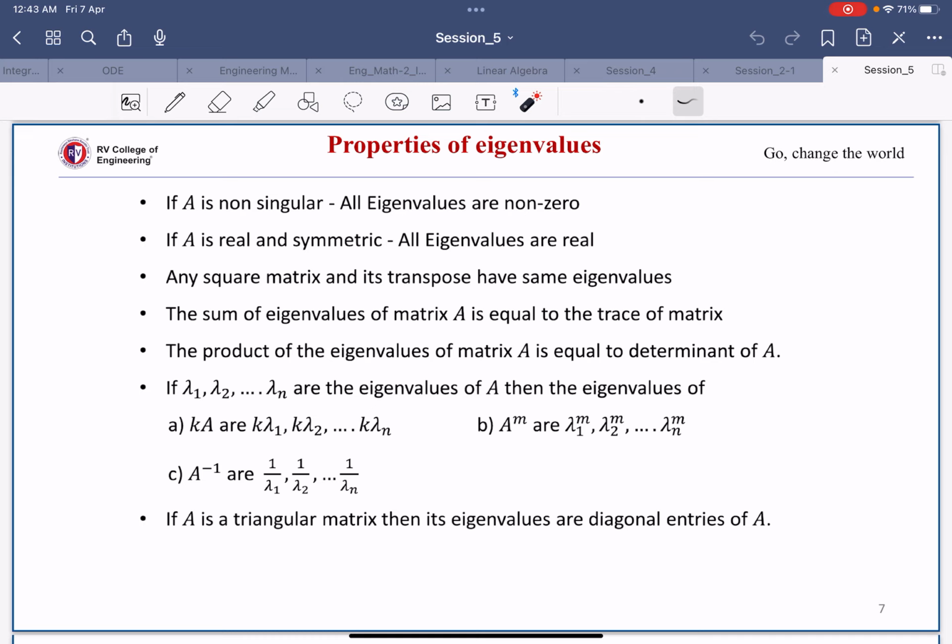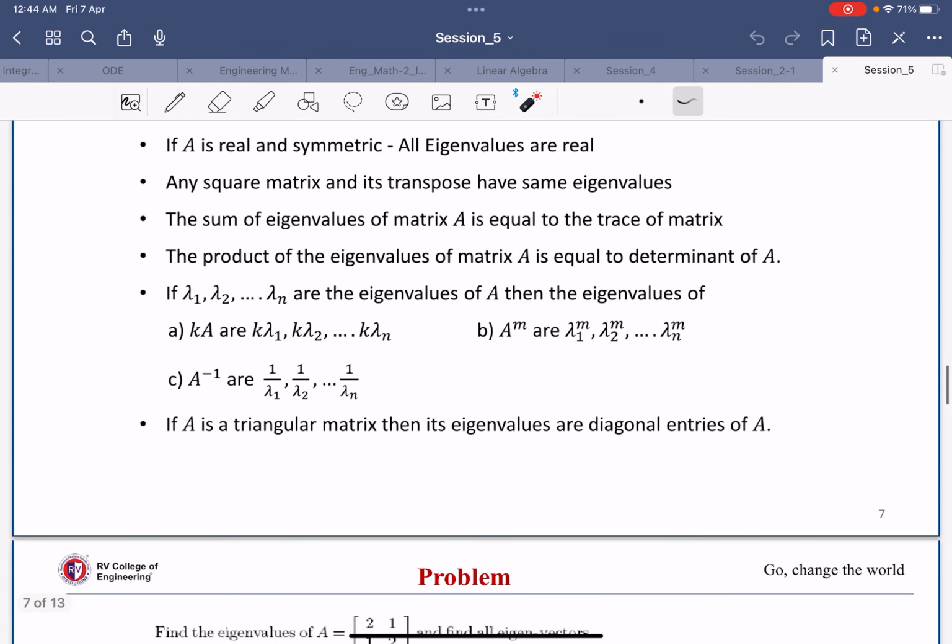What will be the eigenvalues of A inverse? It will be 1 by lambda 1, 1 by lambda 2, and so on, 1 by lambda n. So if 1, 2, 3 are the eigenvalues of the matrix A, what will be the eigenvalues of A inverse? So 1 by 1 is 1 itself, 1 by 2 and 1 by 3. 1, 1 by 2 and 1 by 3 are the eigenvalues of A inverse.